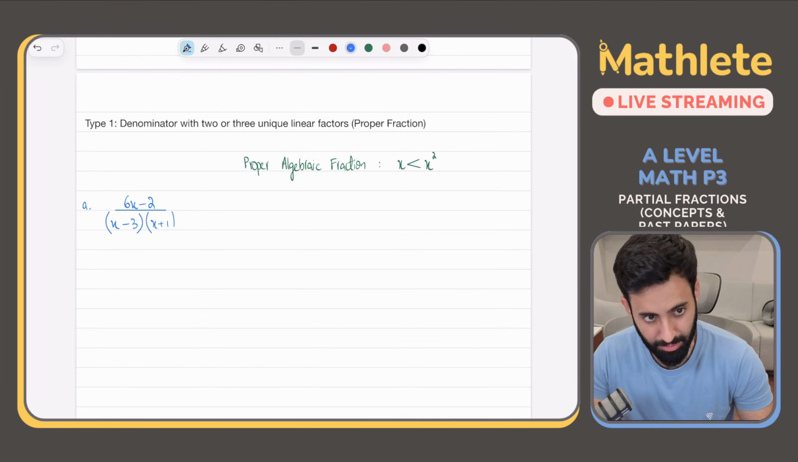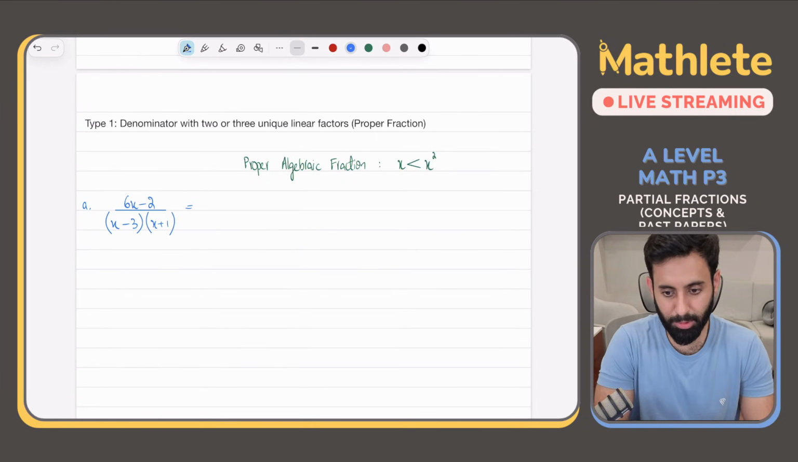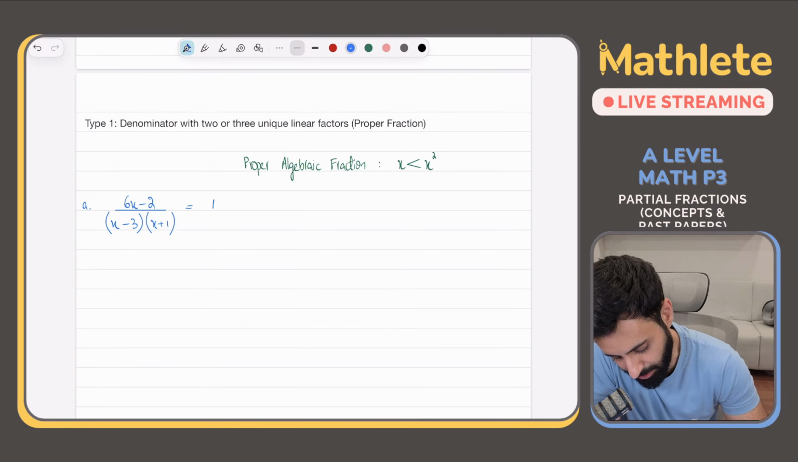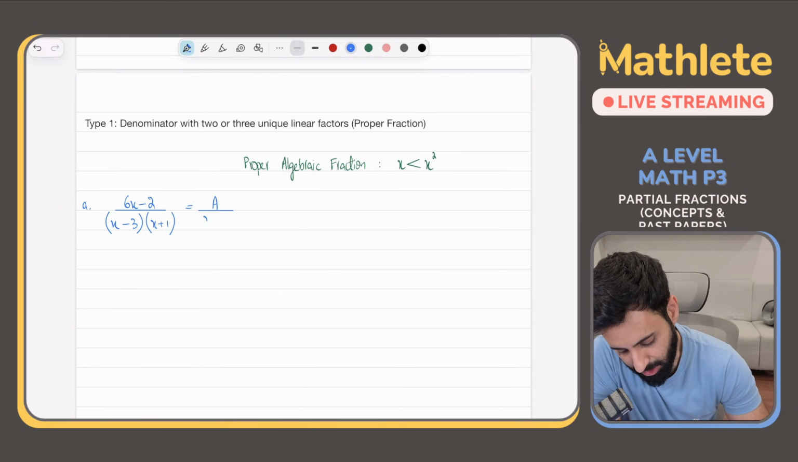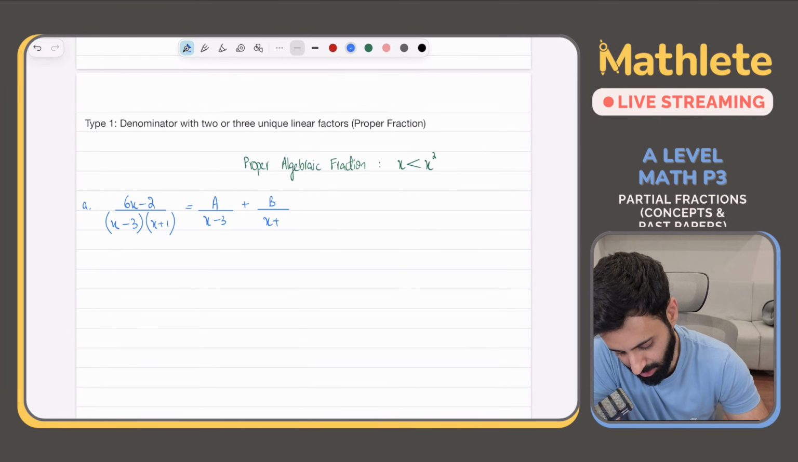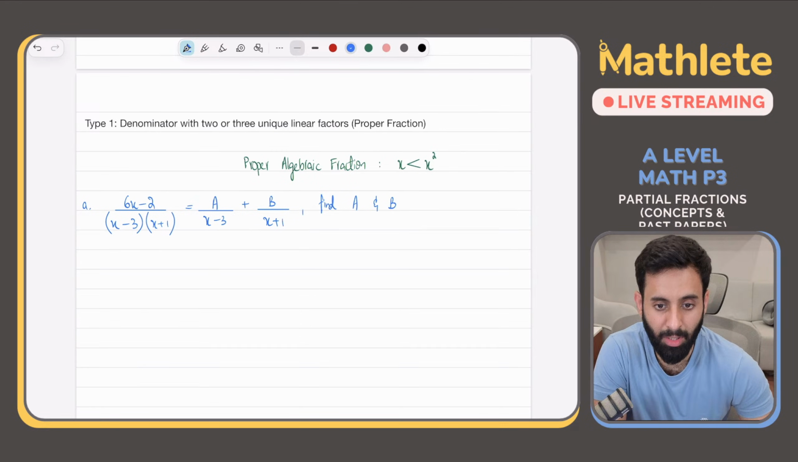Let's suppose you have something like this, and you have to rewrite it as a sum of two fractions. Why are we going to rewrite this as a sum of two fractions? Because we have two linear factors in the denominator. So this can be written as a over x minus 3 plus b over x plus 1, and our task is to find a and b. This is an example question.